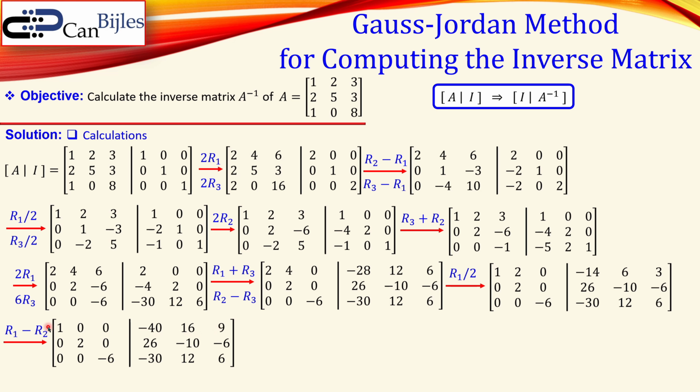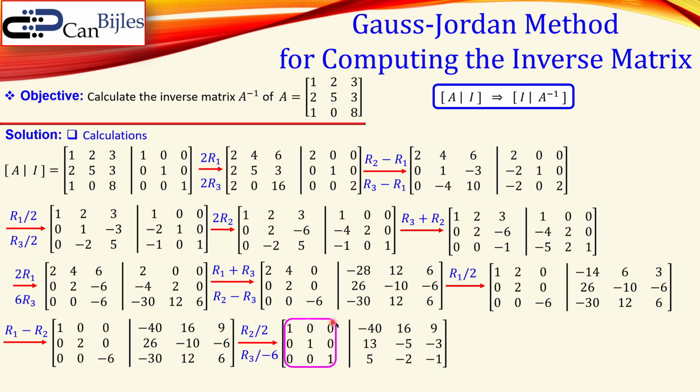What happens next? Now we are very close. We only need to make this one. It's already the one, but we need to make this one, and we also need to make that one. So that means we need to divide the second row by 2 and the third row by minus 6. That's shown here. So we just copy again the first row. That's good. The second row we need to divide by 2, so it will be then 13, minus 5, minus 3. We divide this by minus 6, so it will be 1, 5, minus 2, and minus 1. Now you can see here the identity matrix in 3 by 3 dimensions. And we have here on the right side its inverse.